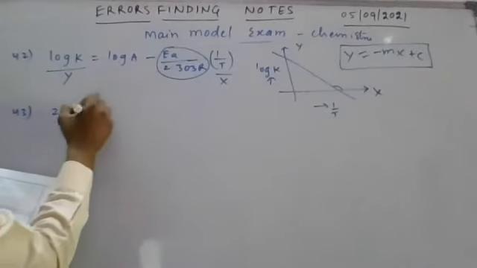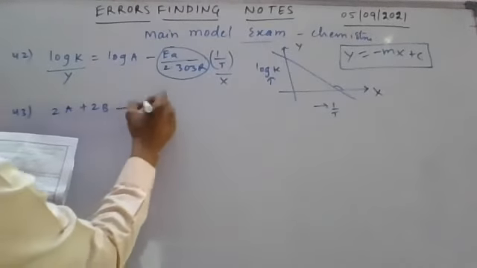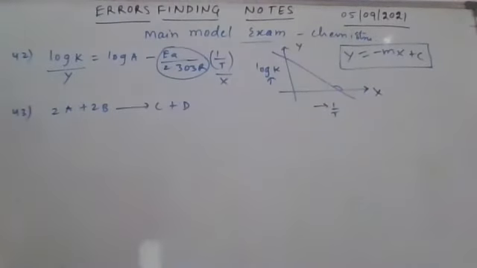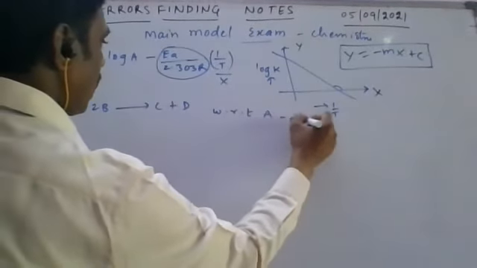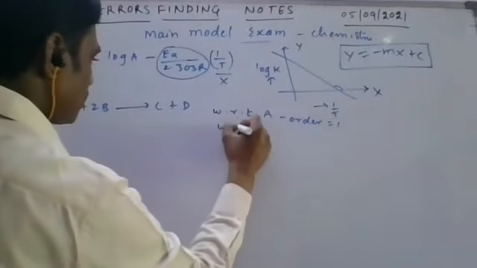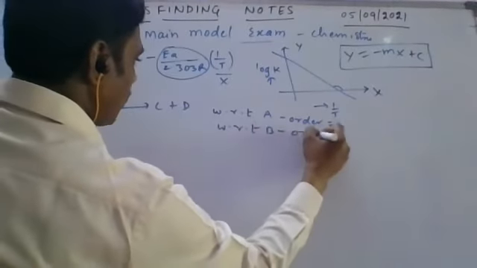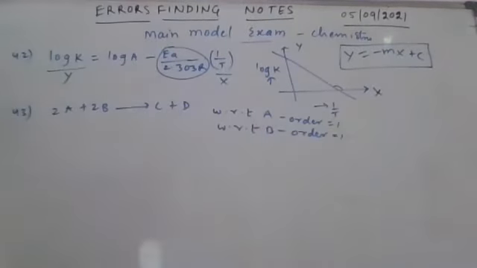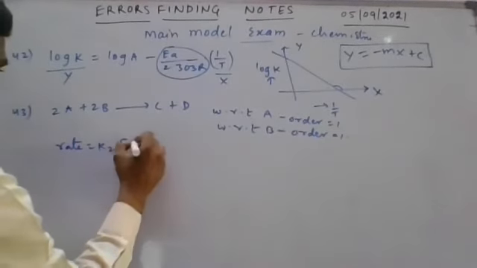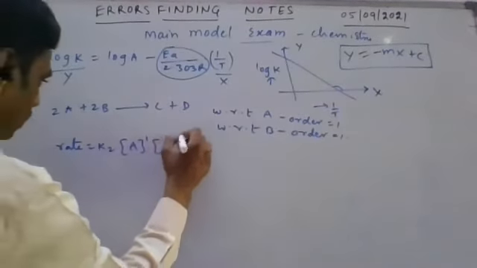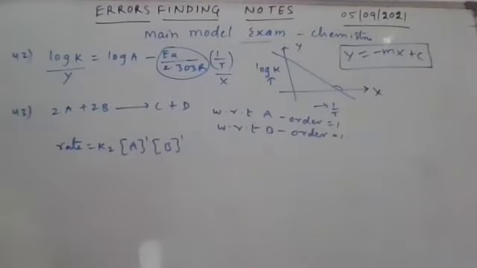The next one: 2A plus 2B gives rise to C plus D. With respect to A, order 1. With respect to B, order 1. Means for this rate expression, rate is equal to K2 into concentration of A to the power 1, B to the power 1, a second order reaction.